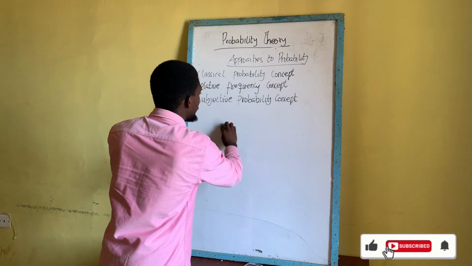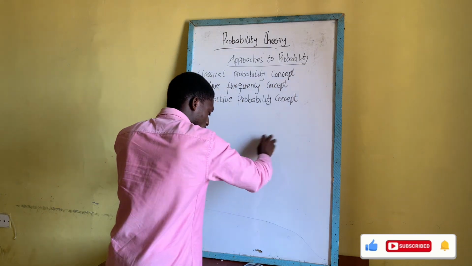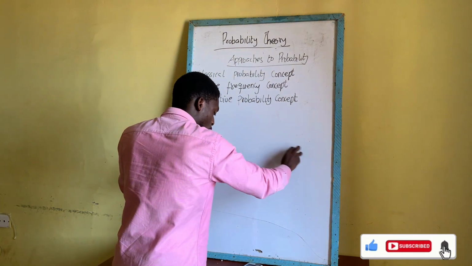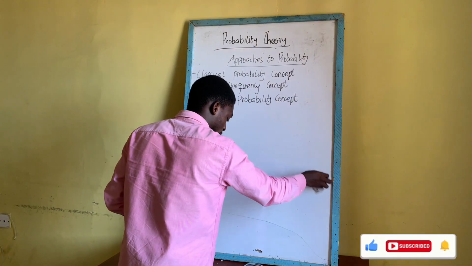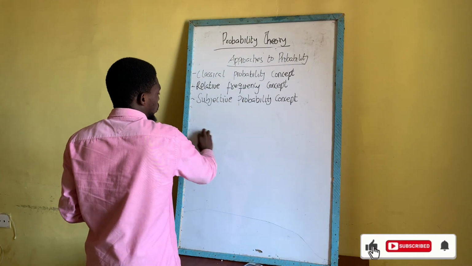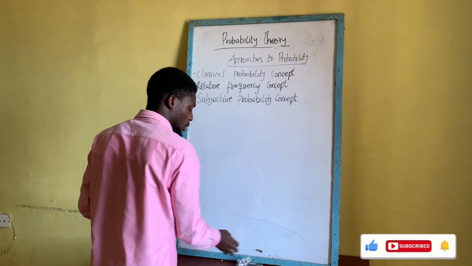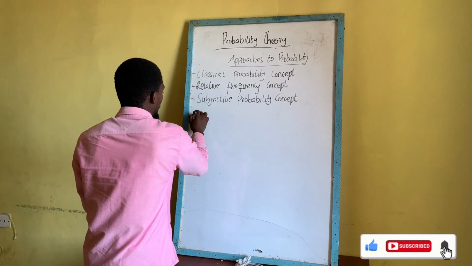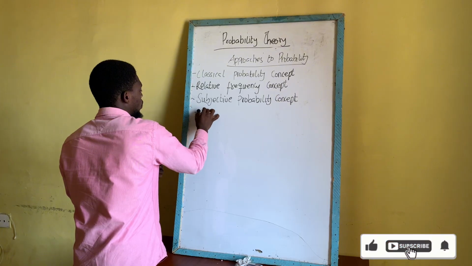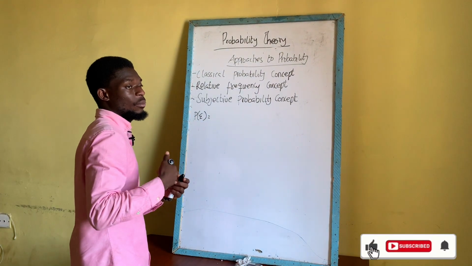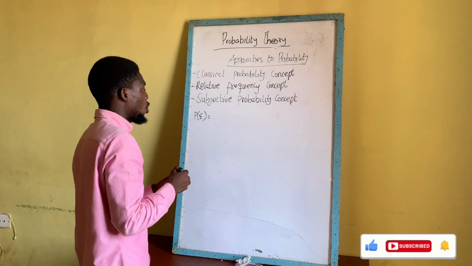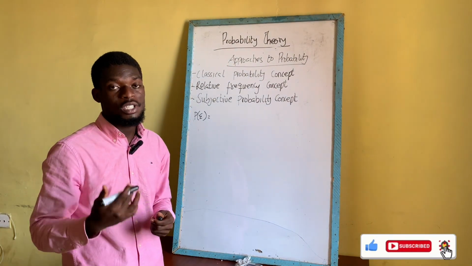So the relative frequency concept is also based on the assumption of how often an event occurs in a repeated number of times. Its formula is given as P of event equals the number of frequencies, that is, the number of times the event occurs, over the total number of possible outcomes.